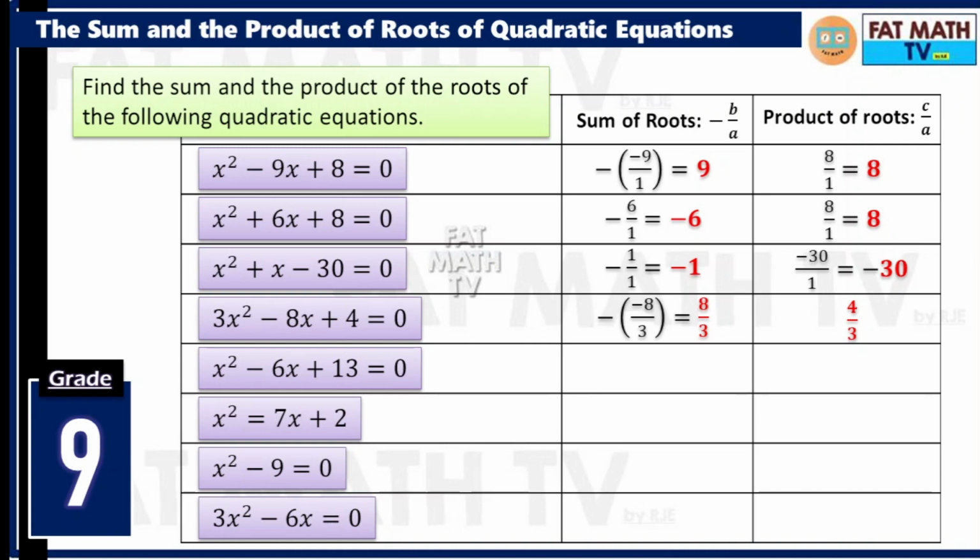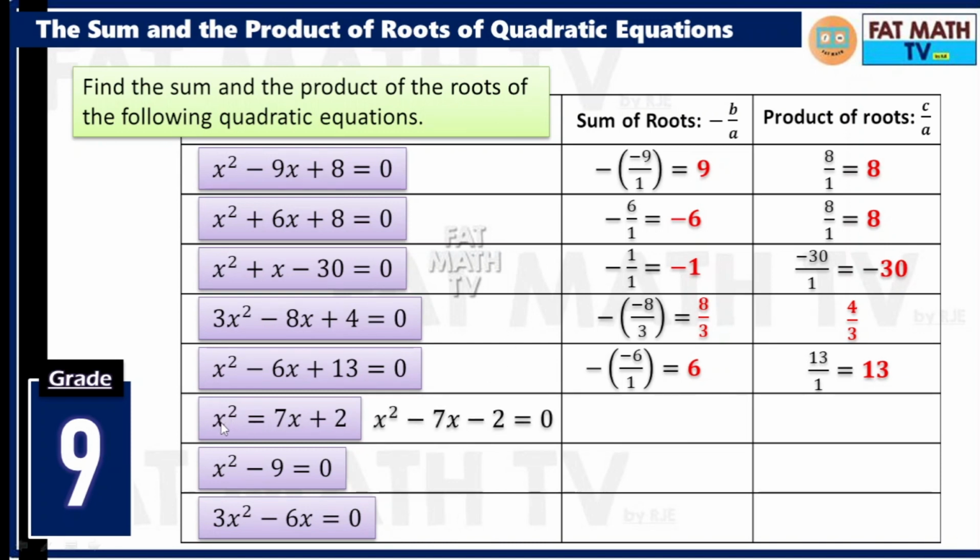For x squared minus 6x plus 13 equals 0, our a here is positive 1, b is negative 6, and c is positive 13. So, the sum of the roots is negative of negative 6 over 1, that's positive 6, while the product of the roots is 13 over 1, which is 13.